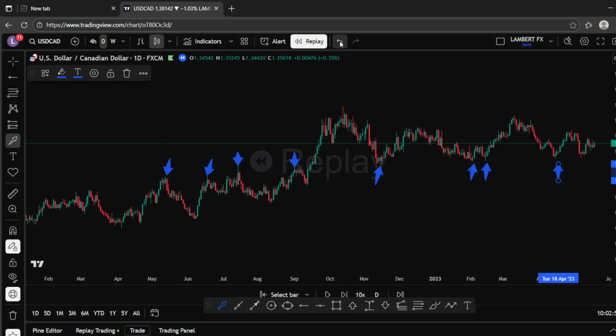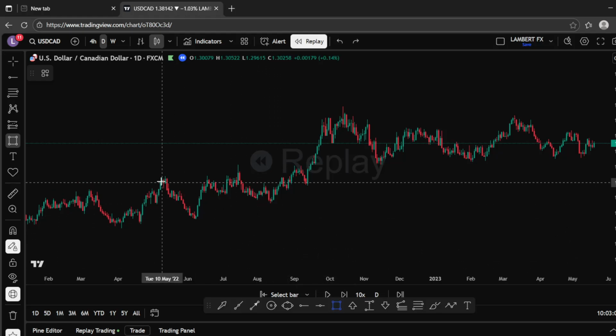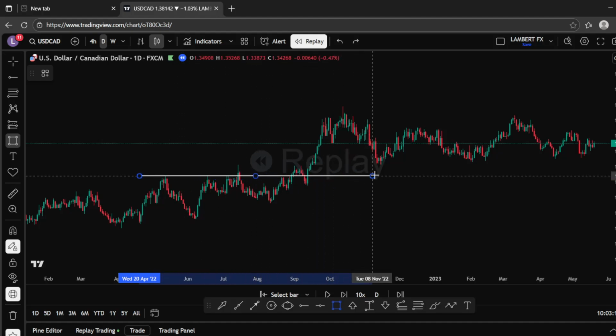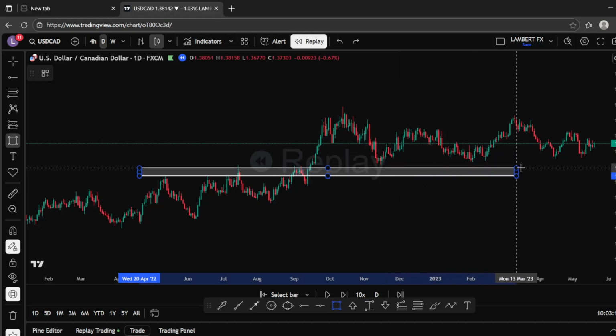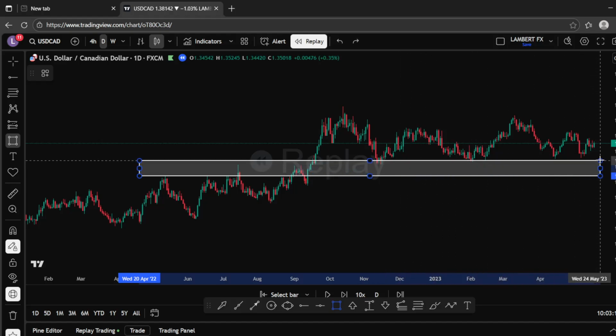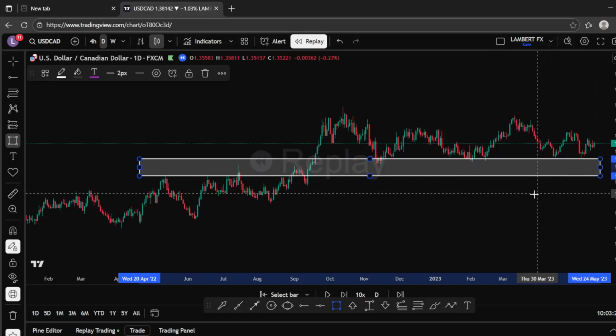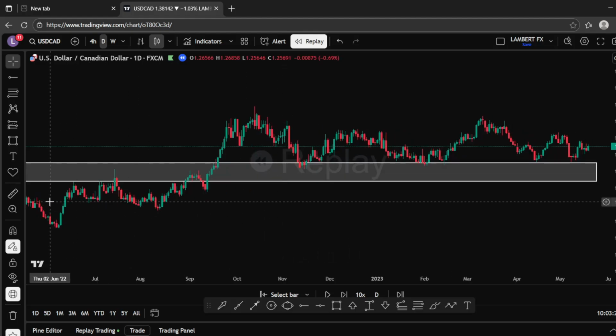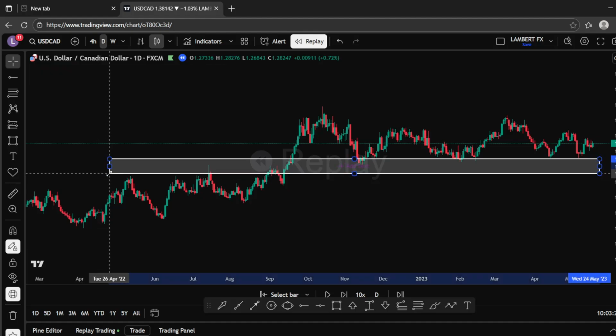Okay, so these are the first things that I do. I identify the zone, because this is where the big players manipulate. This is the area where they will manipulate us, and this is the area where they want us to take the trades. I use the rectangle box just to identify those zones that I marked out earlier. So I use this tool just to touch up those zones. All right, so that's the next thing that I do.